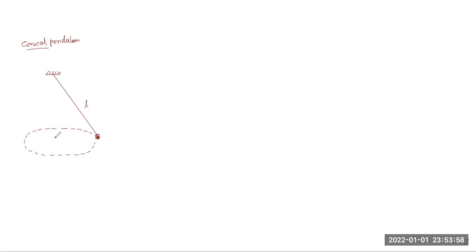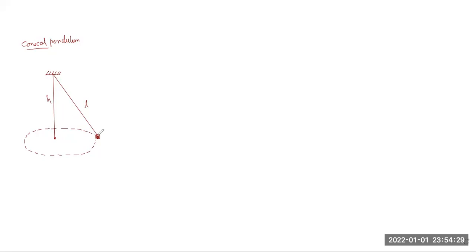Now, if we apply common sense, we can simply say that this distance represents the height of the cone. So if this is the length of the pendulum and it is taking a conical shape, this becomes the height of the cone.